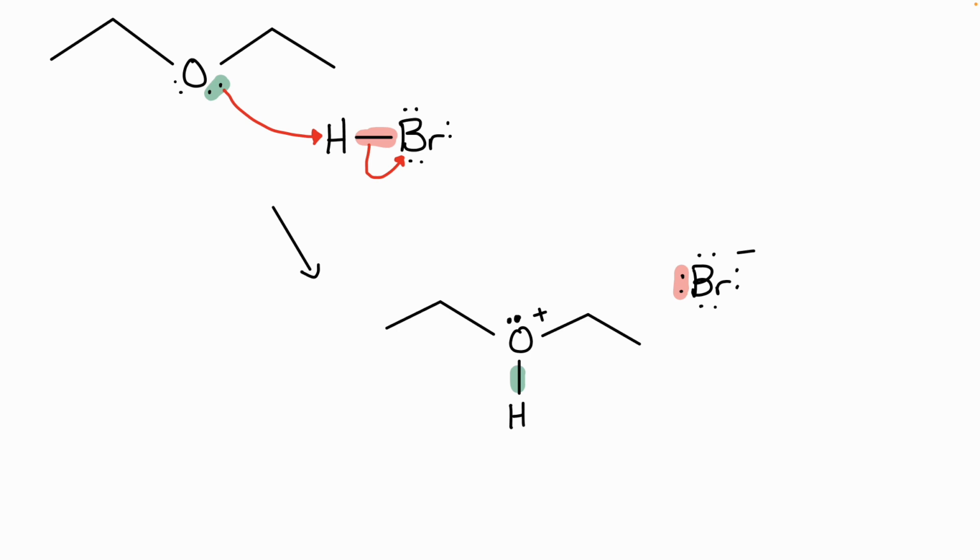All right, so here I'm just coloring these to keep track of what pairs of electrons are what. We have a bond formation occurring, a lone pair becoming a bonding pair, and a bond breaking occurring, a bonding pair becoming a lone pair.